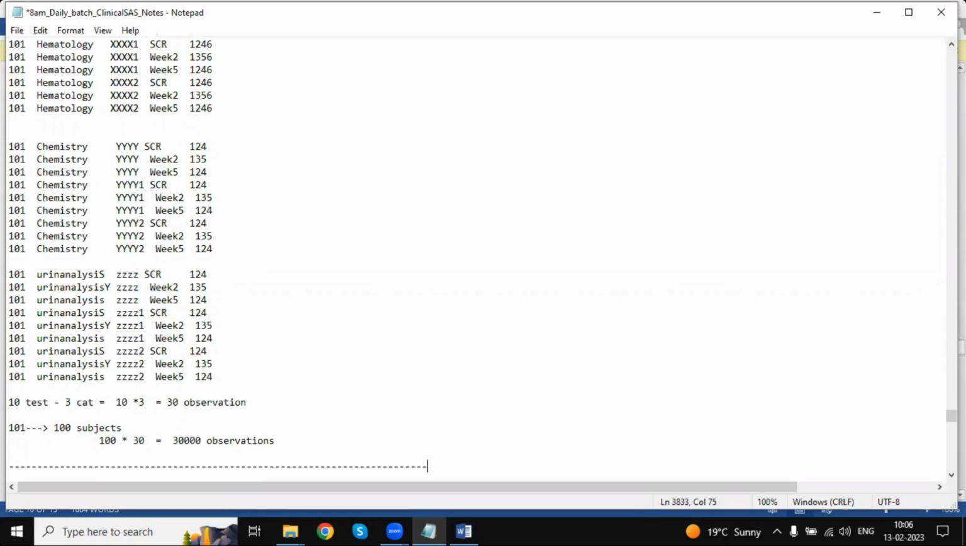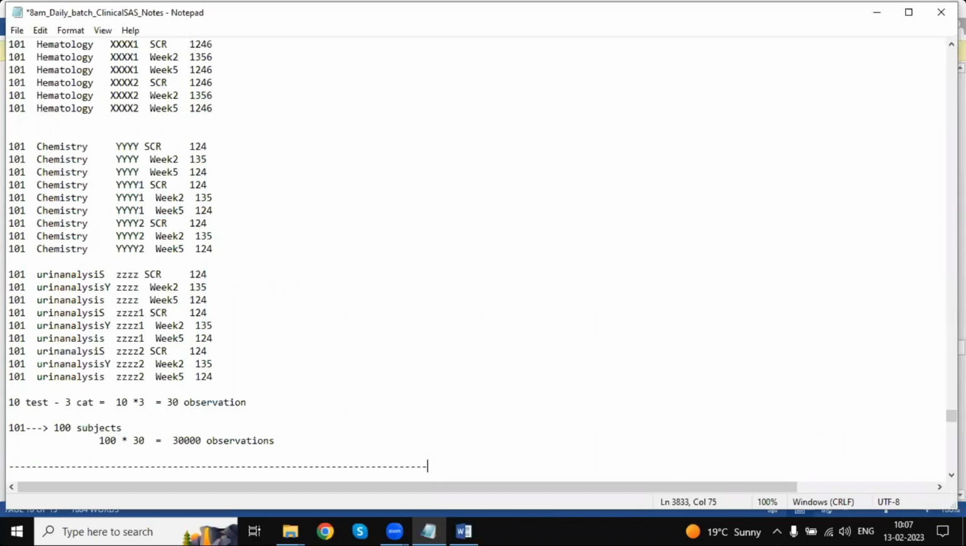Not only in the LB domain, in all the findings categories you will get a larger number of observations. So while you are doing the programming also, you obviously will get a large number of observations. Don't panic, because this is the reason.